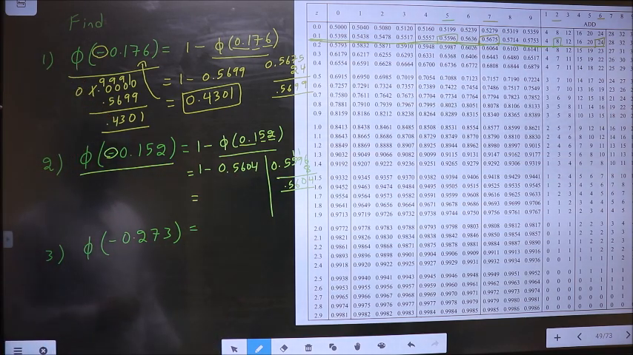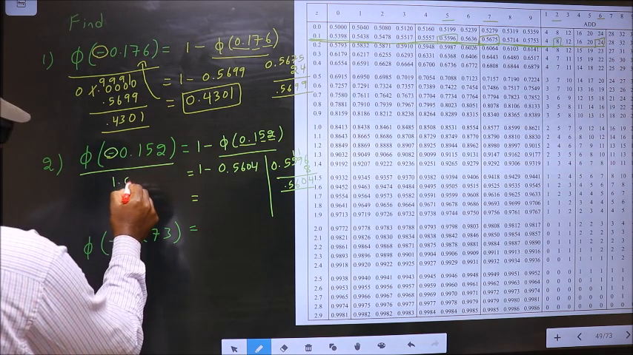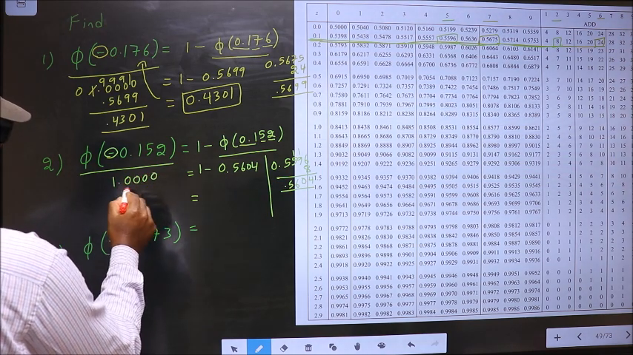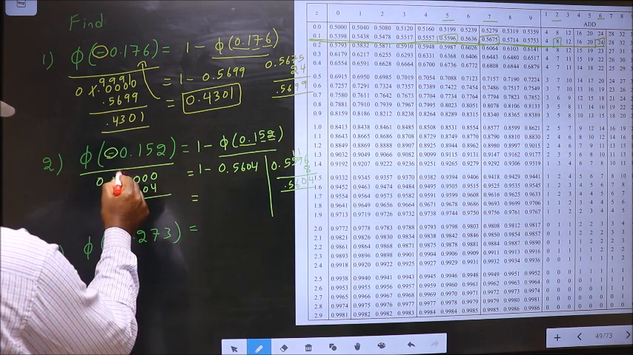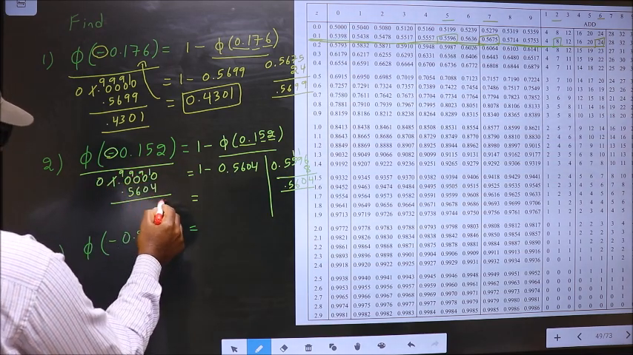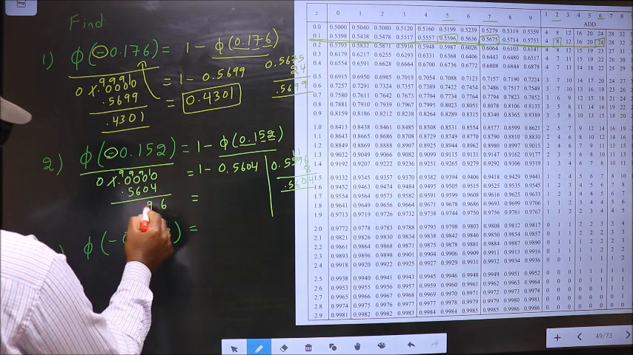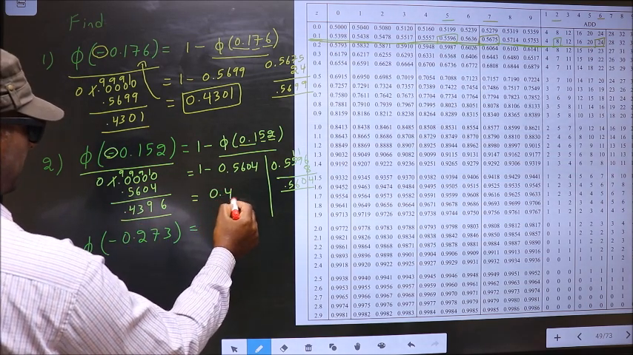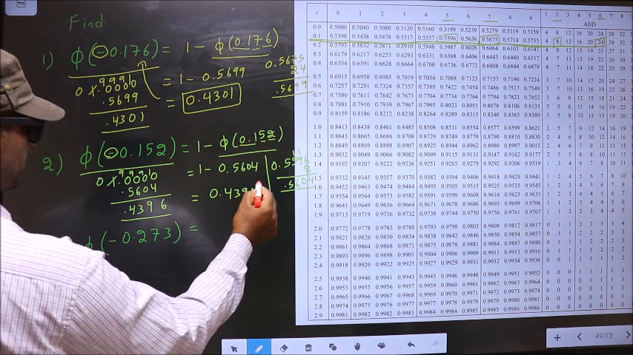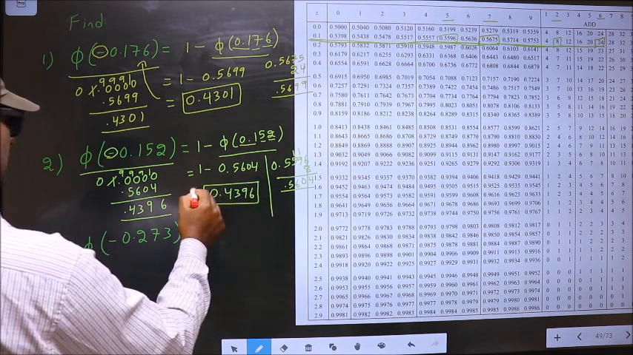So let us subtract. So 1.0000 minus 0.5604. Now 6934. We get 0.4396. So this is our answer to this one.